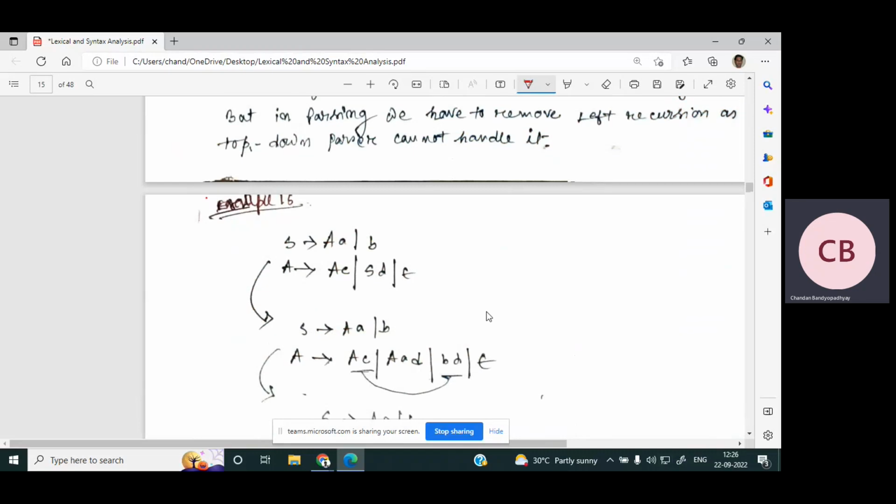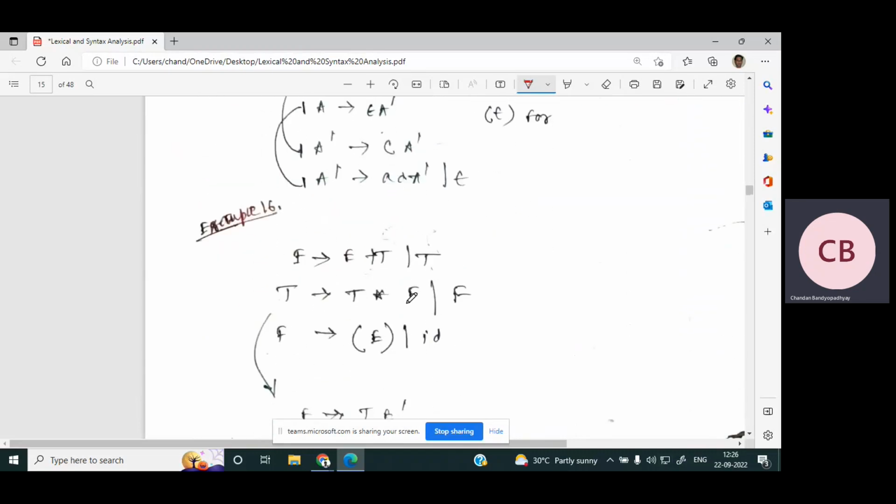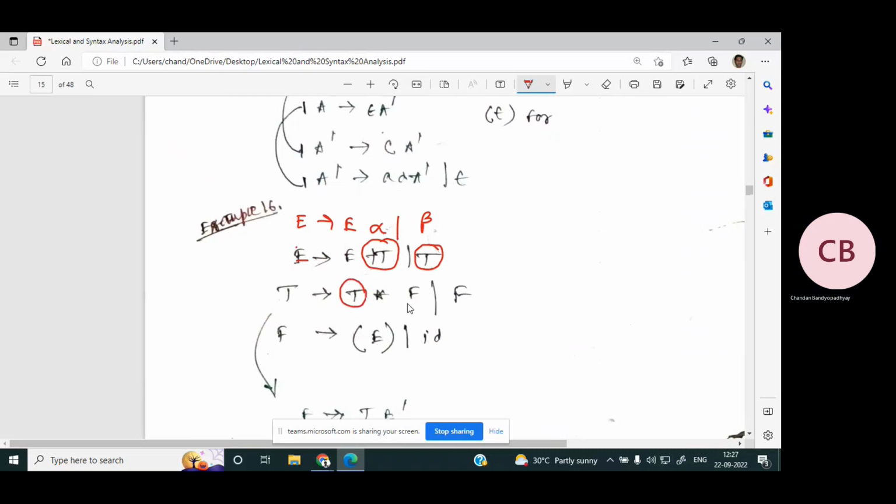Example number 16 is there. Let me take a complex example here. E to E plus T: you can assume E to E alpha, with plus T as alpha, and this other part as beta. Let E be generating E alpha or beta. What is your part? E to beta E'. What was beta? Beta means T.